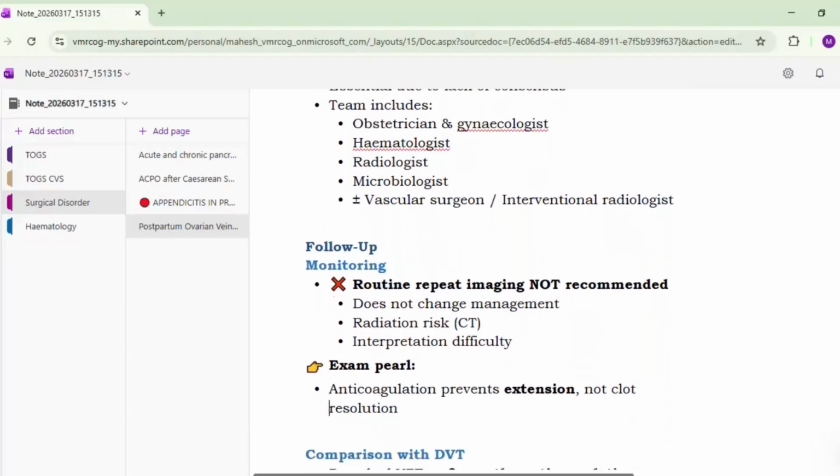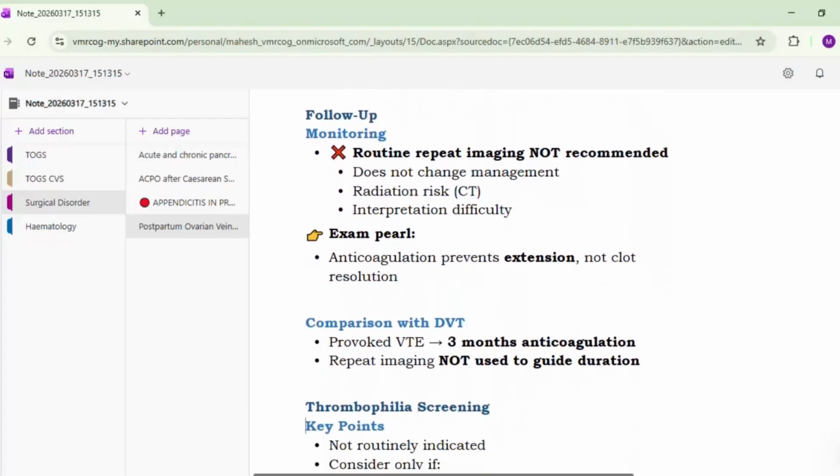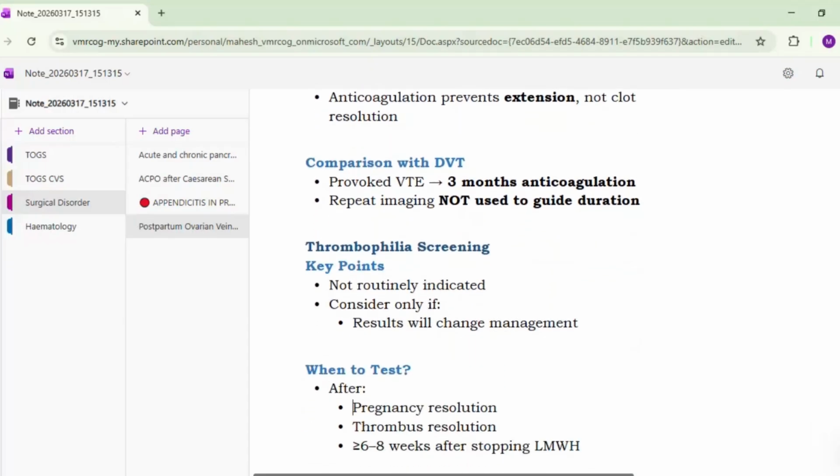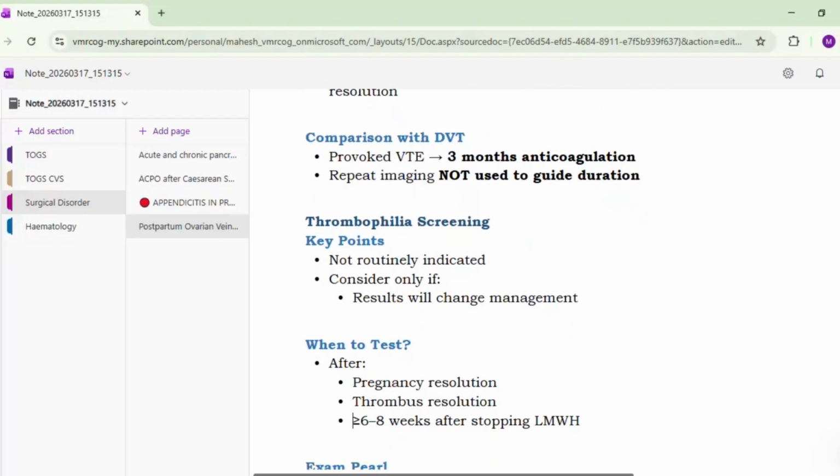Okay. So coming to the follow-up, routine repeat imaging is not recommended, as it does not change the management. There is a radiation risk and interpretation difficulty. So anticoagulation prevents extension, not clot resolution. For provoked VTE, 3 months of anticoagulation; repeat imaging is not used to guide the duration.